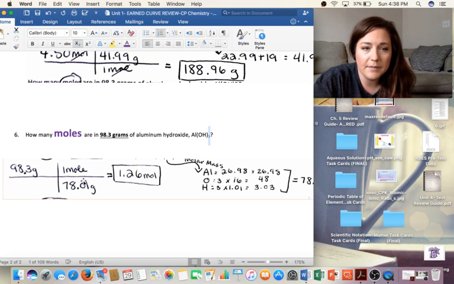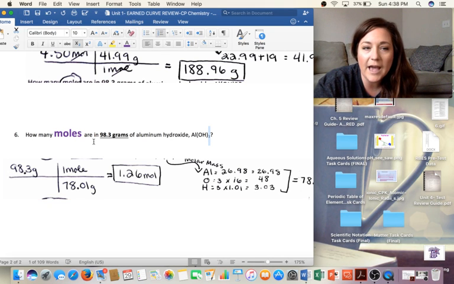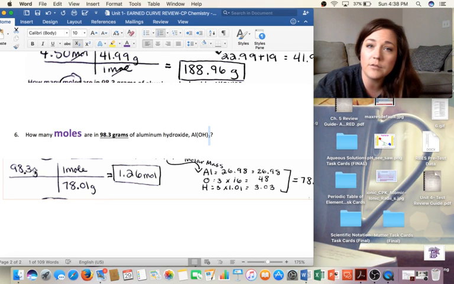So I set up my T-chart. I put my given up top, right here, forever and ever, amen. So I was told I had 98.3 grams. So 98.3 grams go right here. And my molar mass happened to be 78.01.